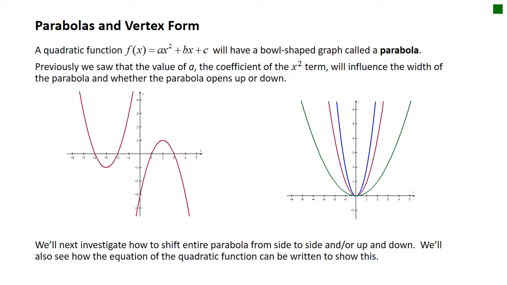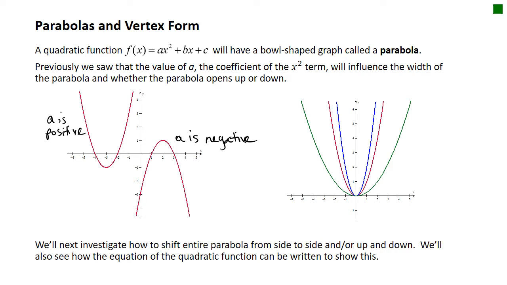So a little reminder: if a is positive, we always have the parabola opening up. If a is negative, it's going to open down. The three parabolas here on the right are all opening up, so a is positive in each case.